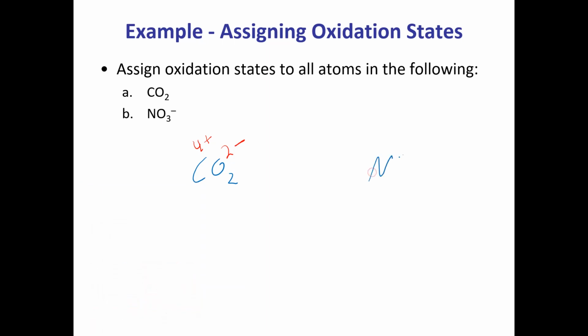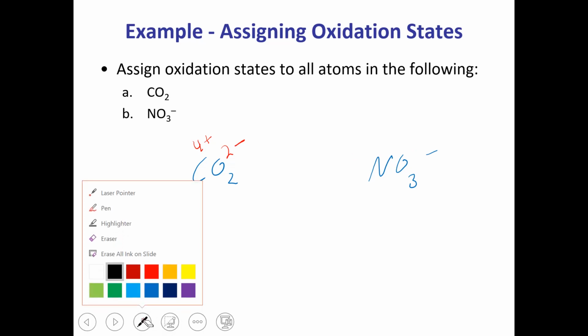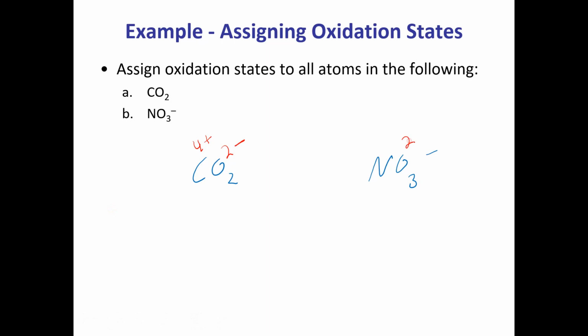If we take NO3 negative, again, we know oxygen has to have a 2 negative charge on it. And there are 3 of them, which is a total of 6 negative. But we want this compound to have a negative charge on it, which means that nitrogen can only have a 5 positive charge. So 5 positive plus 6 negative will give us an overall 1 negative charge, which is what our compound has.